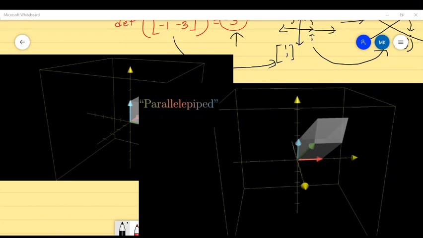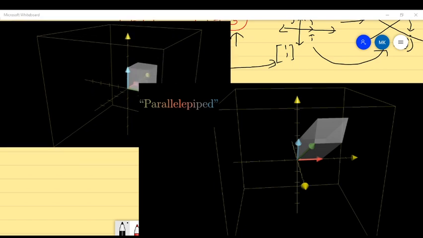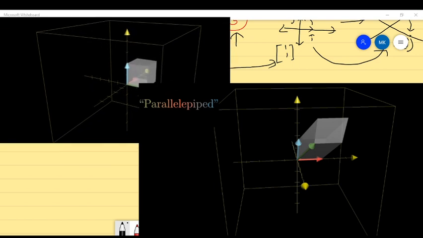Whenever your volume is stretched or squished into something else in 3D, that particular shape is called a parallelepiped. This is difficult to draw in the workspace or white space, so that's why I have captured these photos. So this is all about the determinants in 3D spaces.